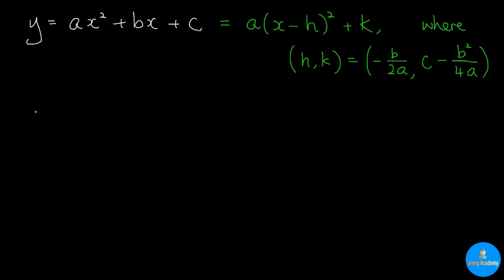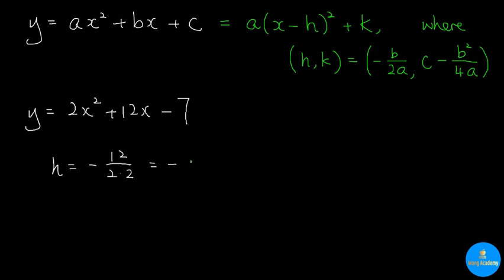Back to the example earlier in this video, we had y equals 2x squared plus 12x minus 7. If we apply this vertex formula, then h would be equal to negative of 12 over 2 times 2, which is simplified to negative 3. k is equal to negative 7, which is our c, minus b squared over 4 times a. This is simplified to negative 7 minus 18, which is negative 25.